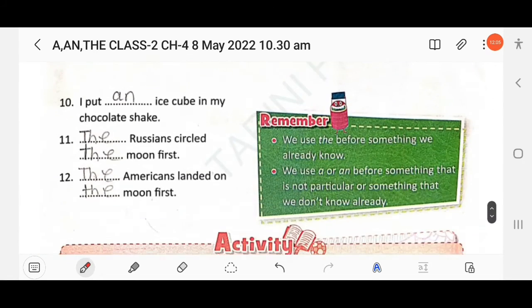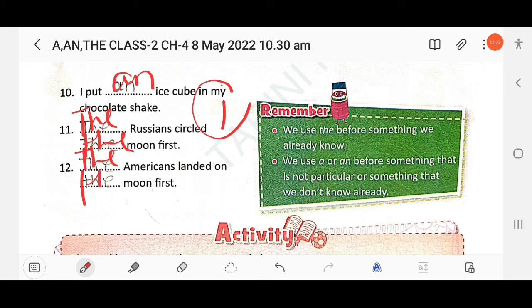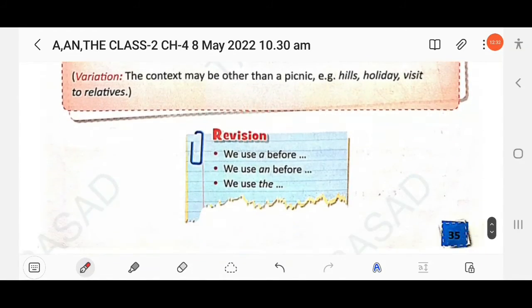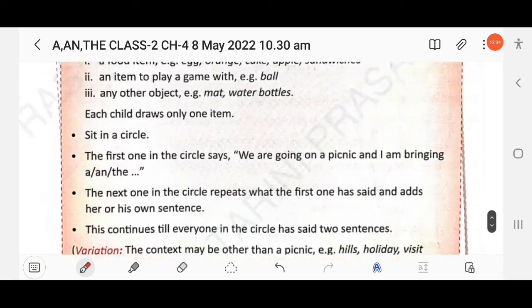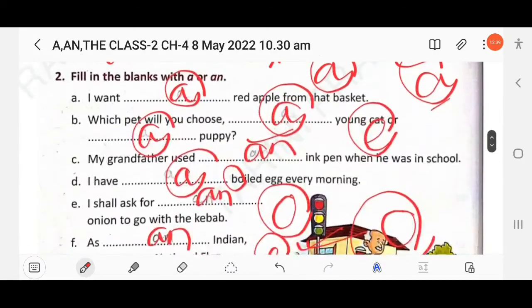Clear? Then next, I put an ice cube, okay, a vowel, so you have to use an. The Russians circled the moon first. The Americans landed on the moon first, the Americans, the moon. Okay, clear? So here, revision: we use a. So here it is already provided. Okay, so here you have to fill in, we use a, right?